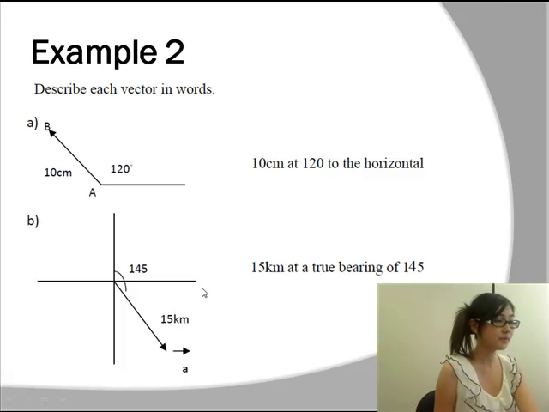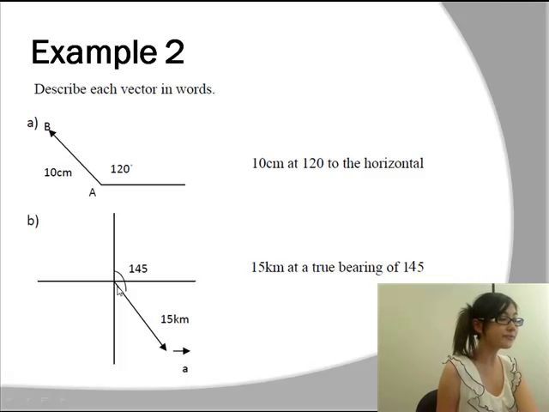Now let's take a look at example 2. Describe each vector in words. Here we have the vector from A to B of 10 centimeters, and it is 120 degrees from the horizon, from the east. So we have 10 centimeters at 120 degrees to the horizontal.